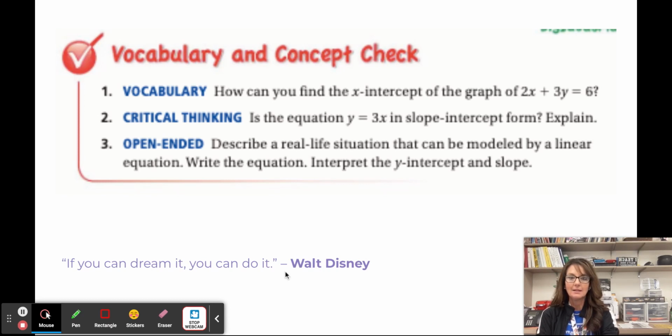All right, this brings us to the very end of the video, your favorite part, where you get to explain with a little bit of vocabulary and concept check. So pick 1, 2, or 3. Please be thorough in your explanations, but also number the answers so that I know exactly which answer you are giving me. And I will see you in class tomorrow.